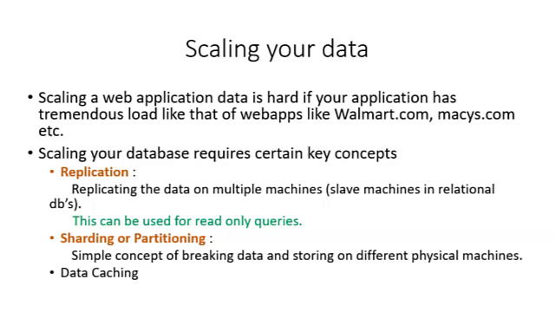You have read-only data, you distribute it across multiple different machines, and when the request comes for that data, you use a load balancer in front of your machines, distribute the load to different boxes, and serve the read-only traffic from there. The second key technique is sharding or partitioning. It is a very important technique.